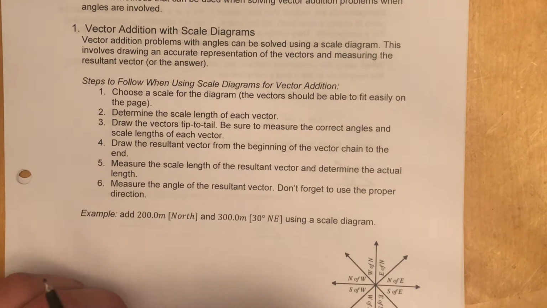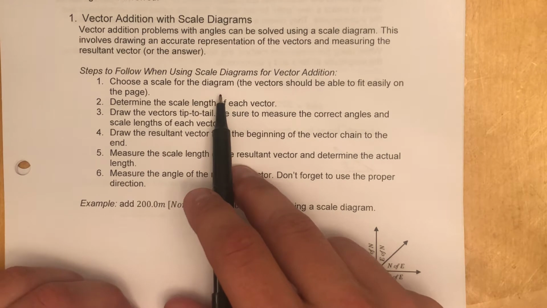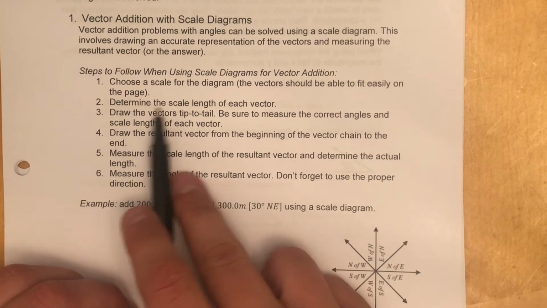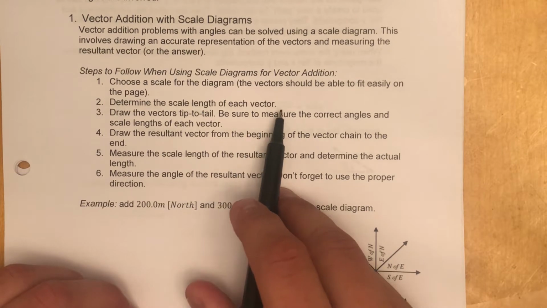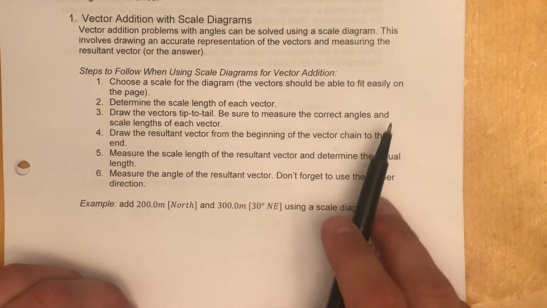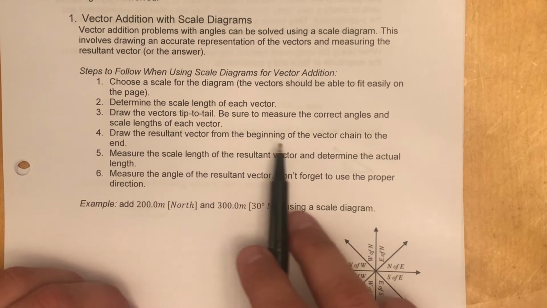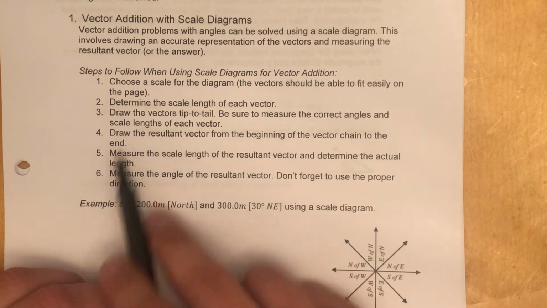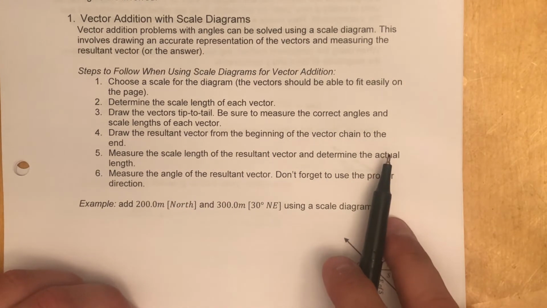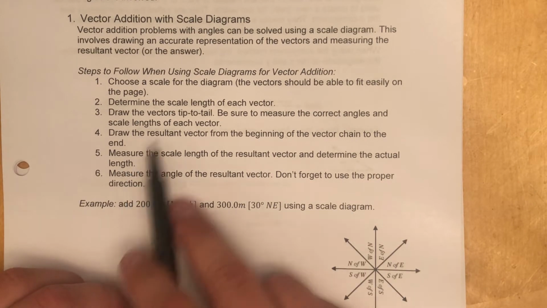So what are the steps involved here? Well, first you have to choose a scale for the diagram, and the vectors should be able to fit easily on the page. Determine the scale length for each vector, then draw them tip to tail, add them up. Be sure to measure the correct angles and scale lengths. Finally, draw the resultant vectors from the beginning of the vector chain to the very end. And then measure that scale length, and you need to also then change it back into the actual value using your scale that you had determined before.